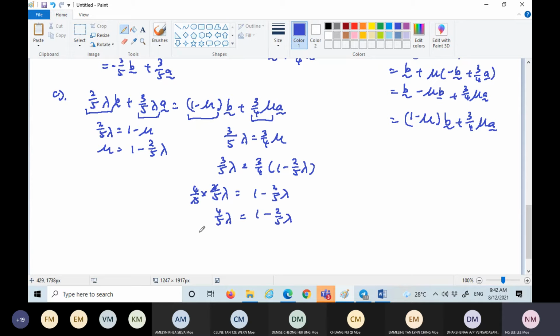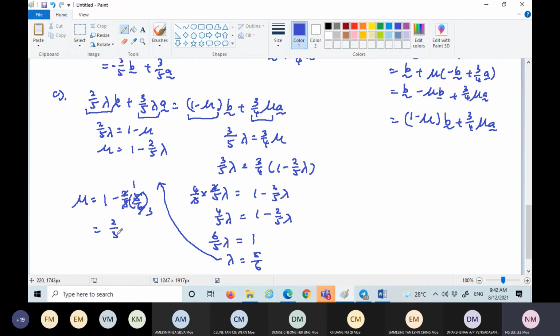Next, this one comes this side, so becomes plus. So 4 over 5 plus 2 over 5 is 6 over 5 lambda equals to 1. So this one comes this side upside down. 6 over 5 becomes 5 over 6. So lambda is 5 over 6. Then replace into the mu. So mu is equal to 1 minus 2 over 5 times 5 over 6. You see, the working so long, easy to make careless mistake. 1 minus 1 over 3 is 2 over 3.